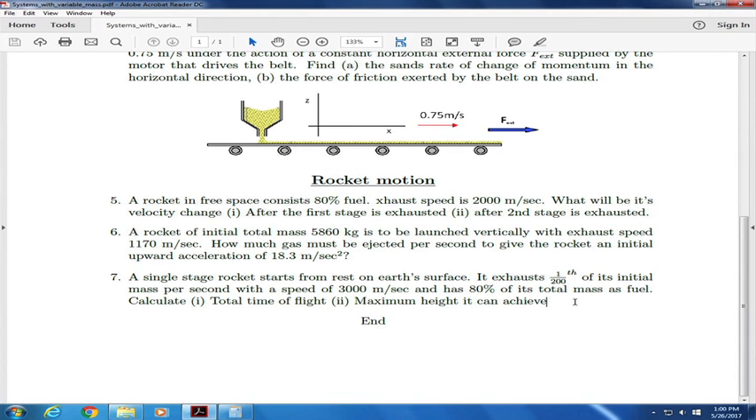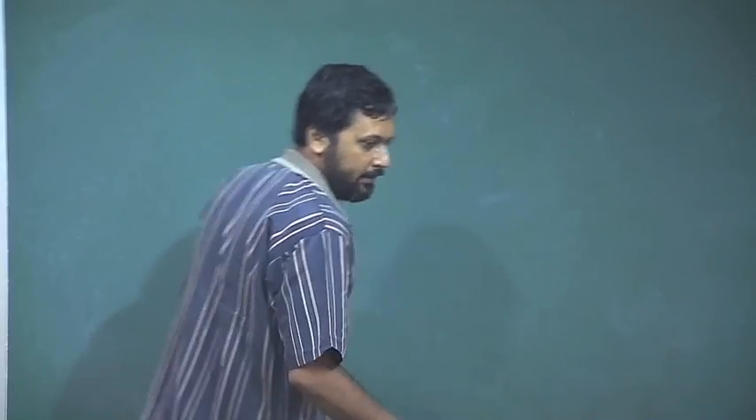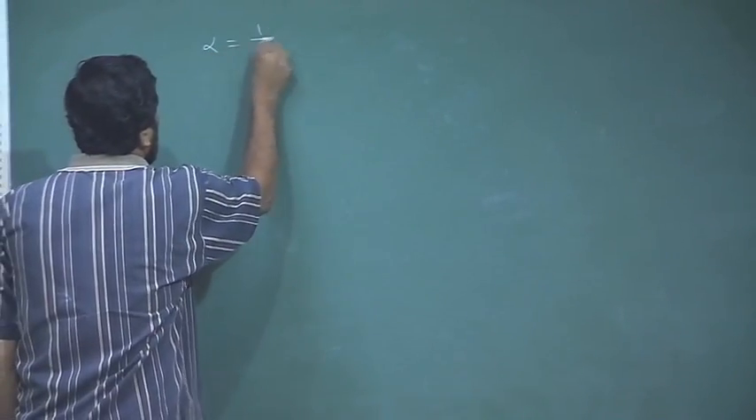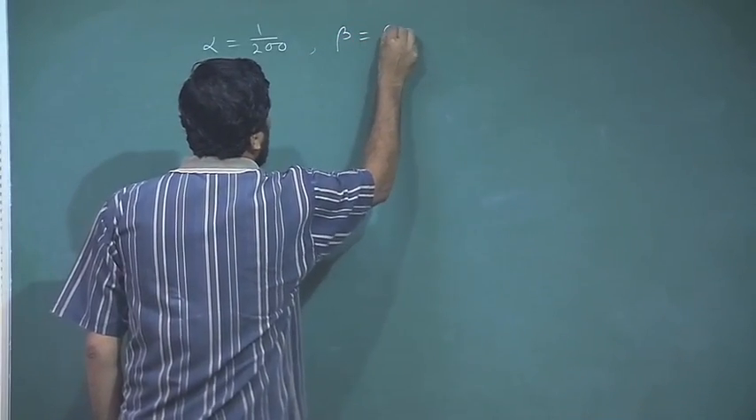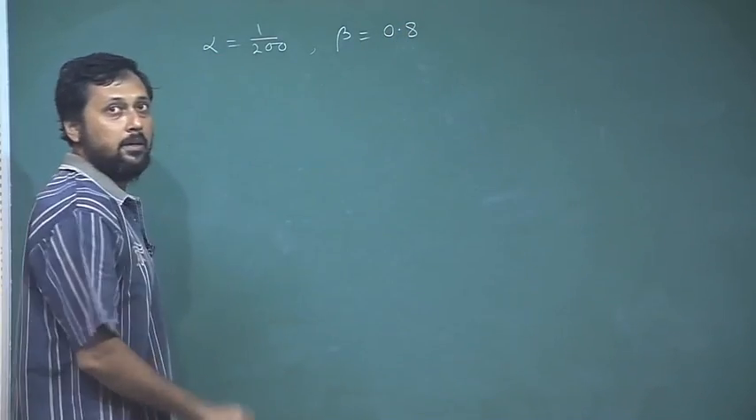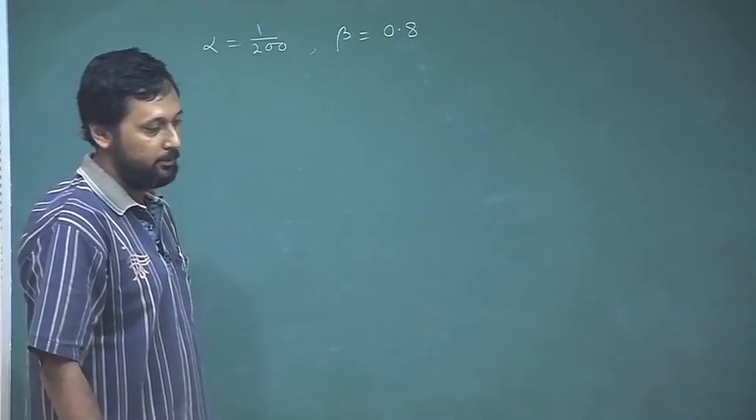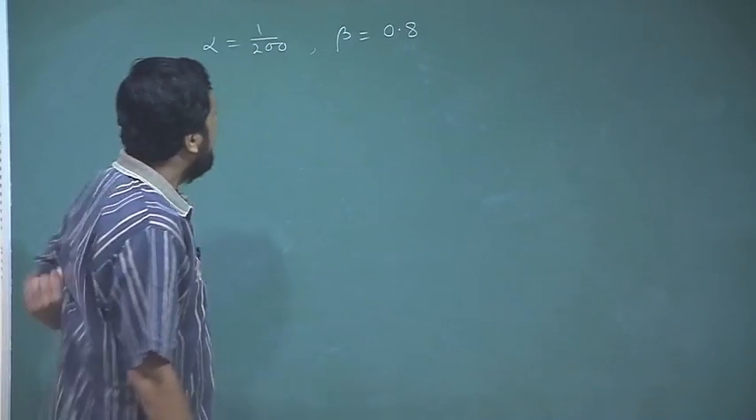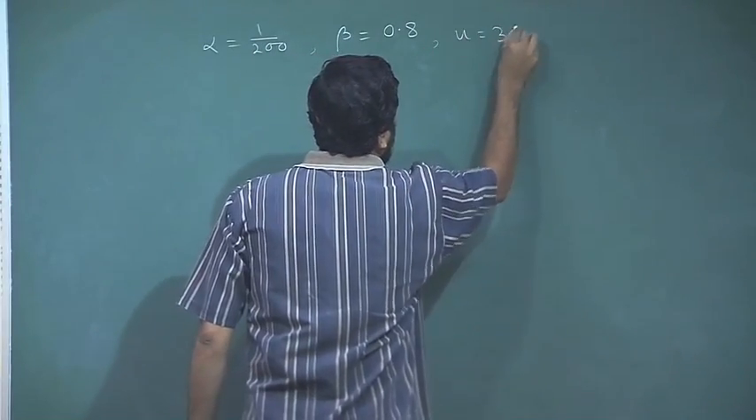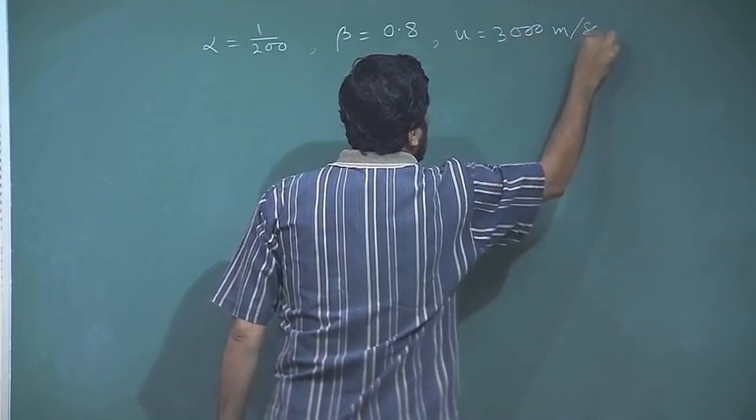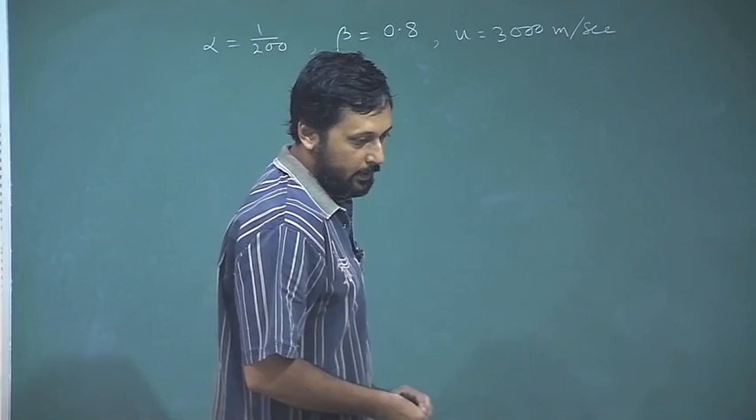Okay. So, this is a pretty straightforward calculation. Only thing is we need to first identify the important parameters like alpha and beta, and then the rest will be easy. And also u is given. So, what is given here is alpha equal to 1 by 200, beta equal to 0.8. These are given in the statement of the problem, okay, and u equal to 3000 meters per second.